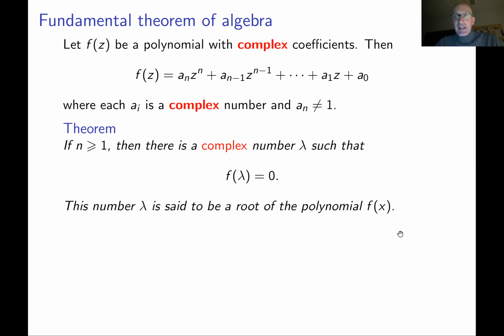For example, the polynomial x squared plus 1 doesn't have any root in real numbers. x squared plus 1 doesn't have real solutions, but of course it has a complex solution. This is the number i. Okay, so this number lambda in the theorem is usually said to be a root of the polynomial. This is a very important property.